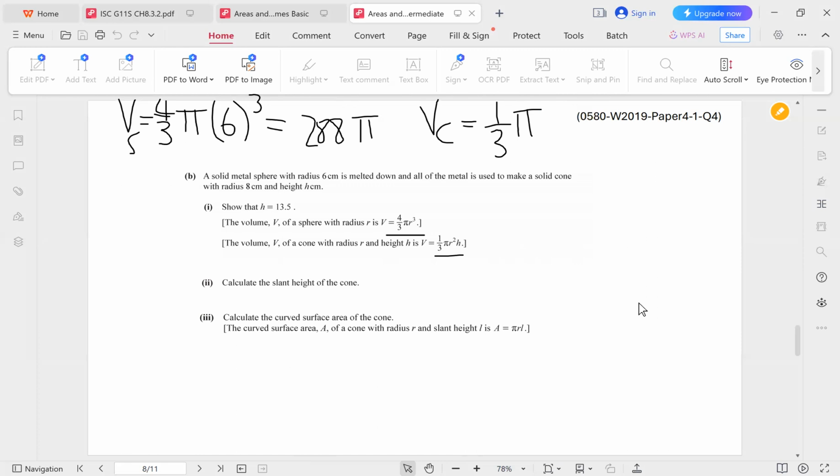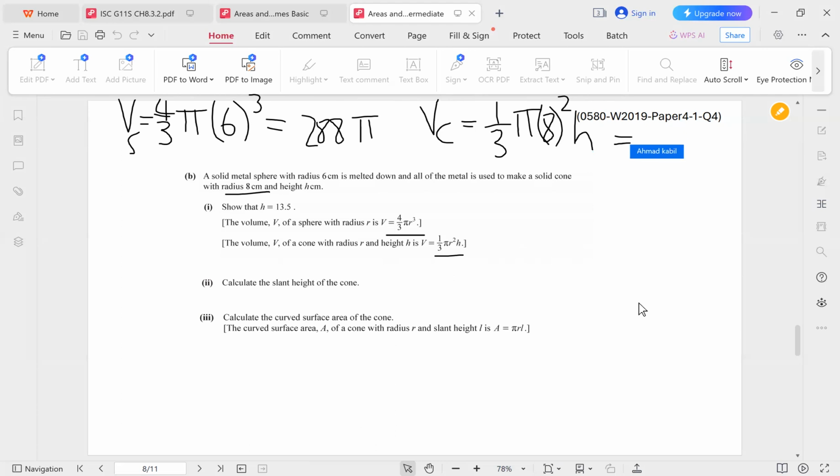So, r itself is 8. So instead of r, I'm going to write 8. So 8 squared. They told us that the radius is 8, so we can just use that here. And the height is h. Now we compare, but before comparing, let's simplify this a little bit.